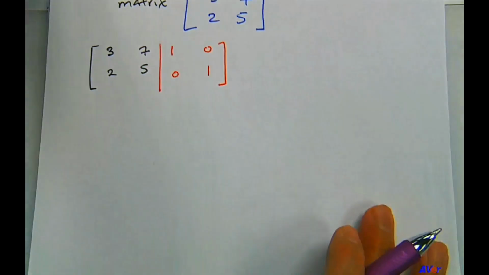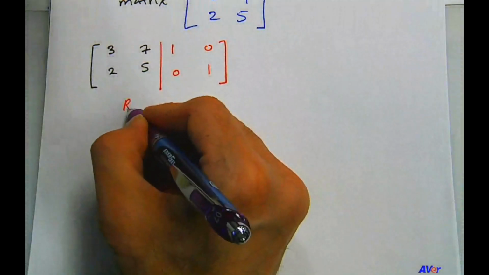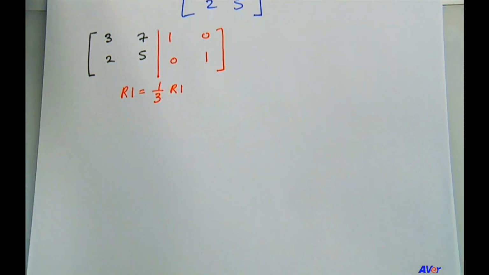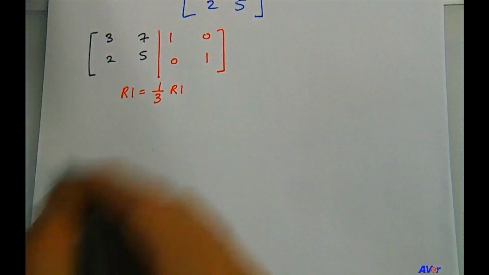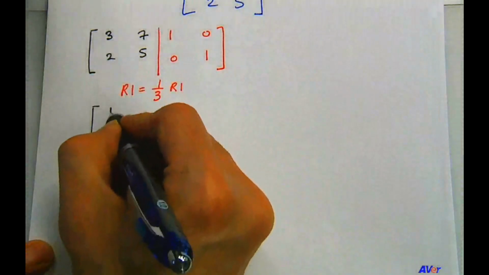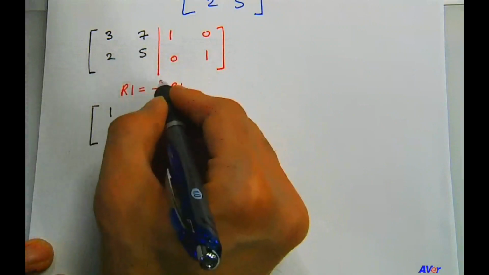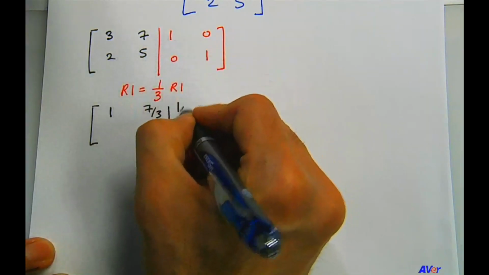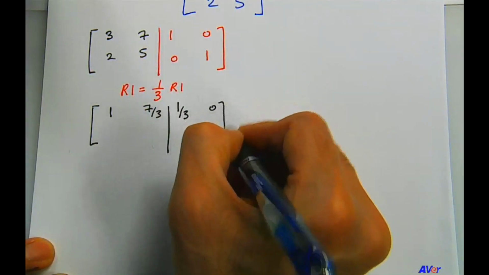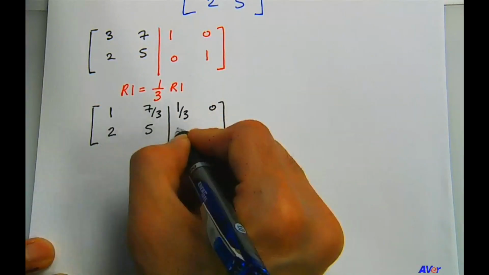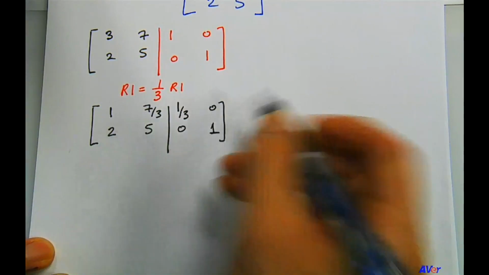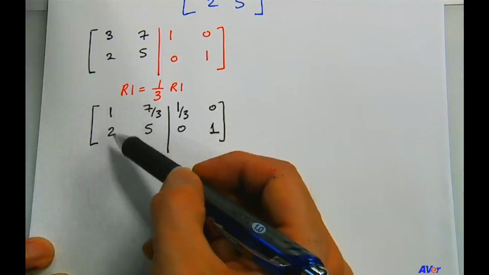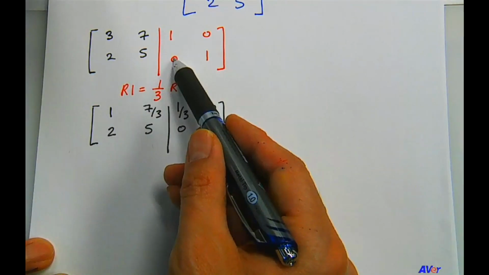Well, we can multiply that whole row 1 by 1/3, right? Like that. So multiplying this row by 1/3, we get 1 there, we get 7/3 next, and then we get 1/3 in that spot, we get 0 there, and the second row stays as it was before for now. Okay, so again, compare this with this. We want the left side to match the identity matrix. So we want this 2 to become 0.